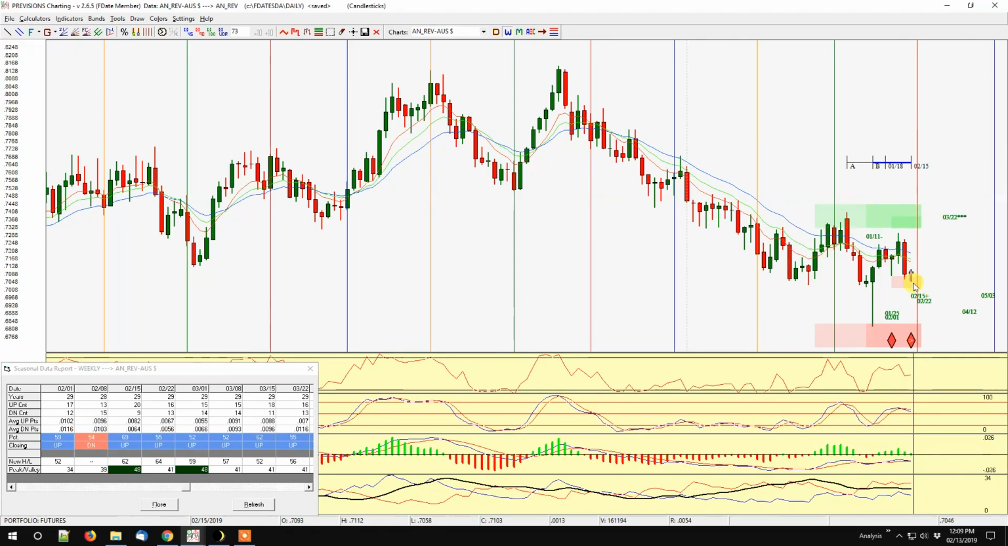Now, if you look really closely, and let's see if I can put an arrow or something on here, try out some tools here. If you look at that low right there, oh, that's cool, that works. You can see that the low of this week is actually lower than the low of last week. So we have here a price bar that has the potential of becoming a weekly swing bottom.